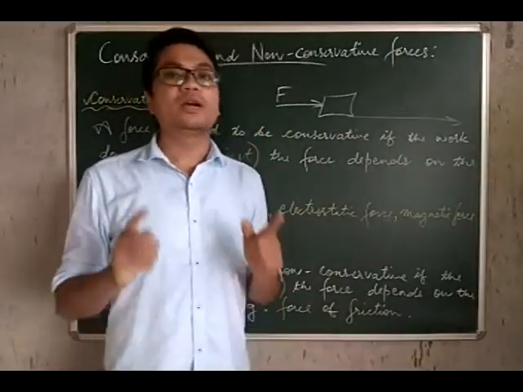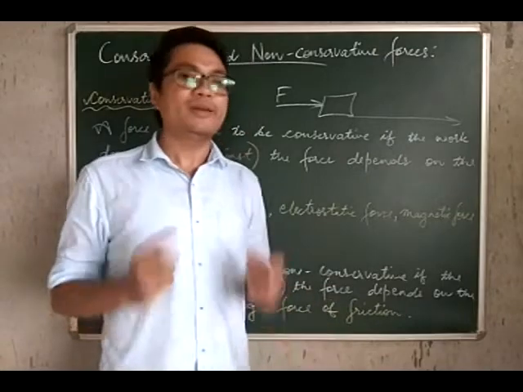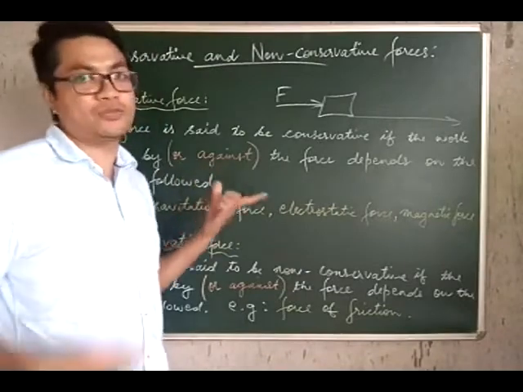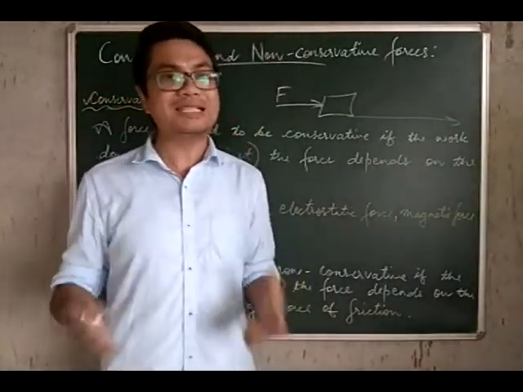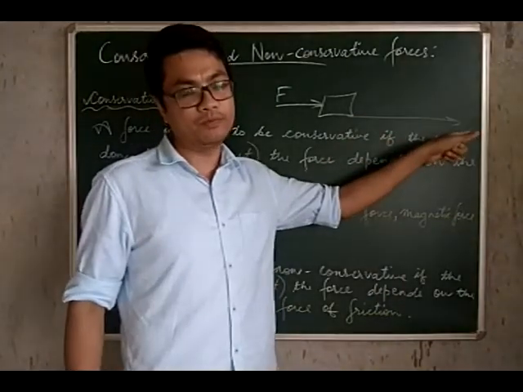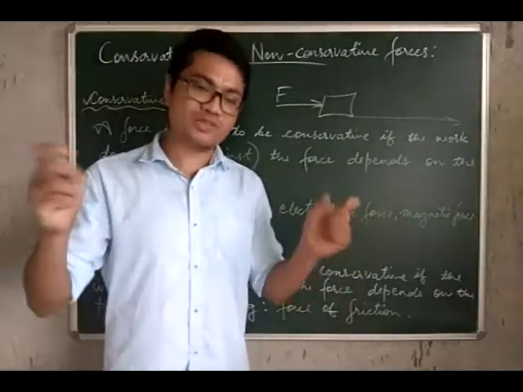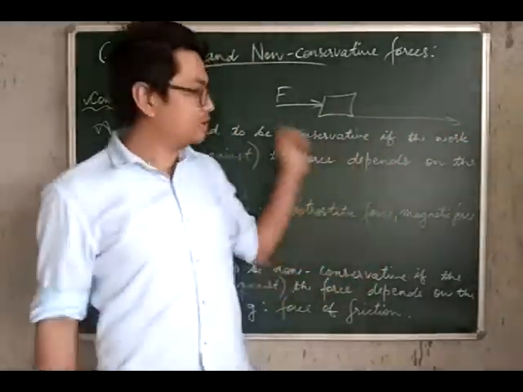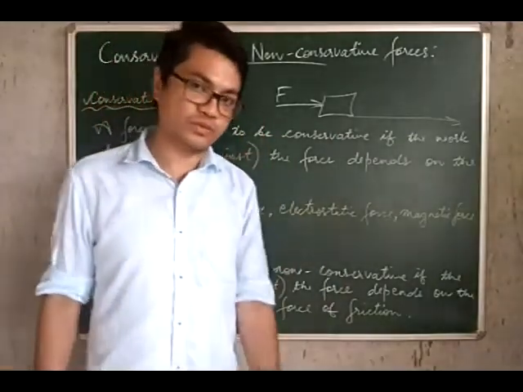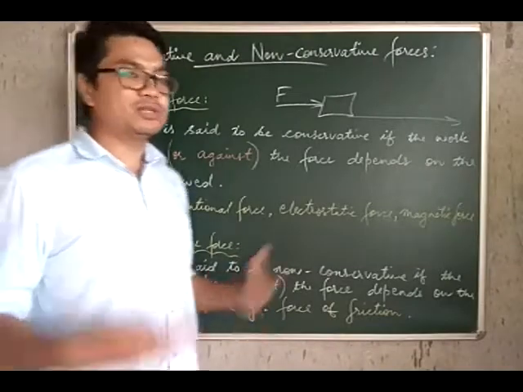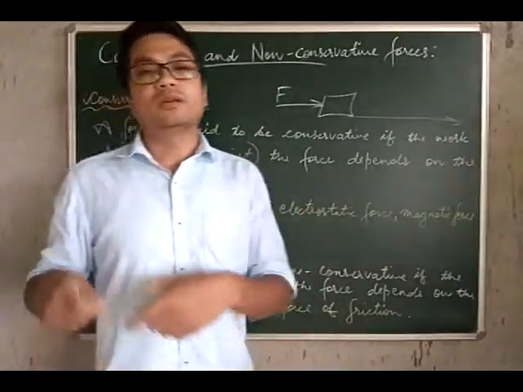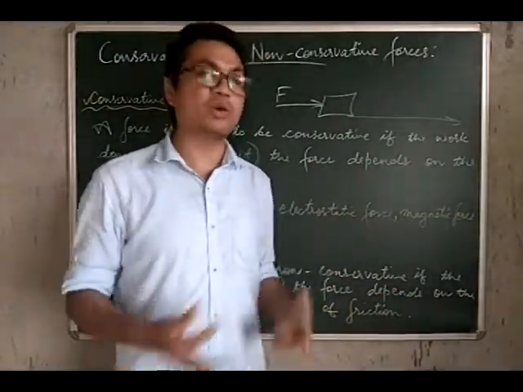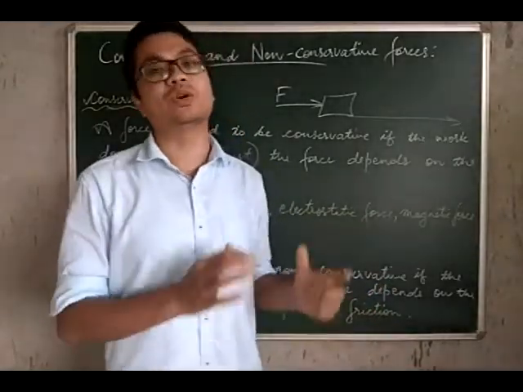So we are saying forces are said to be conservative if the work done by the force, or the work done against the force, is independent of the path followed. So if the work done by the force or against the force is not dependent on the path followed, then we say that kind of force is called a conservative force. Whereas a non-conservative force is exactly the opposite. A force is said to be non-conservative if the work done by the force or against the force is dependent on the path followed.